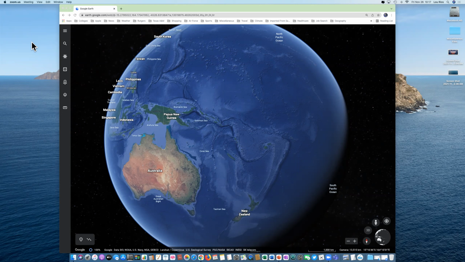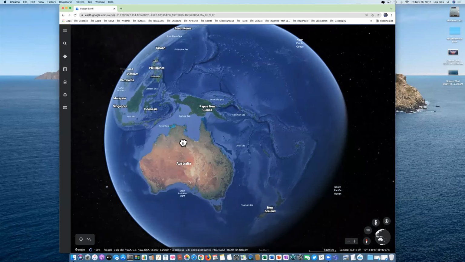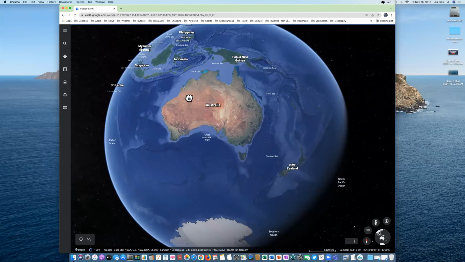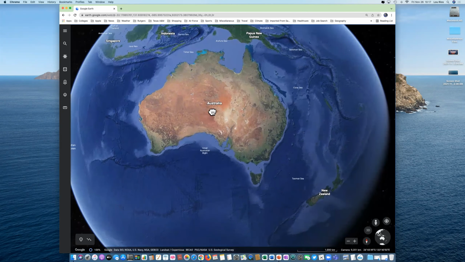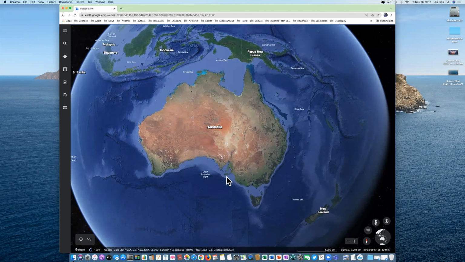Without further ado, let's get going on the Google Earth tour. Let's begin in the more obvious region, Australia and New Zealand. Australia is a very large island continent, a very large piece of continental crust. It is lightly populated, even though it's roughly the size of the United States, or comparable anyway in size. It is very lightly populated.